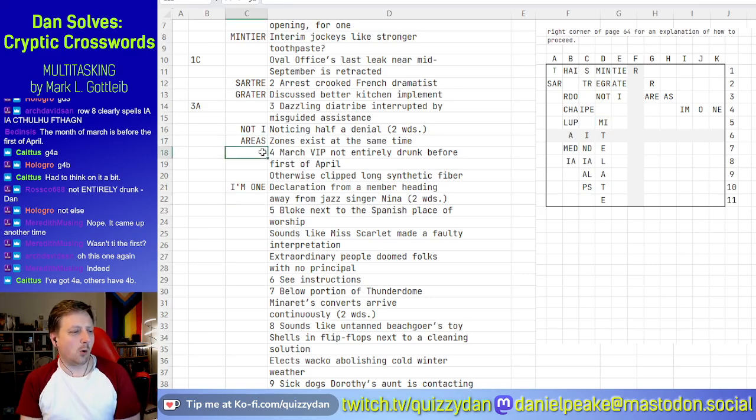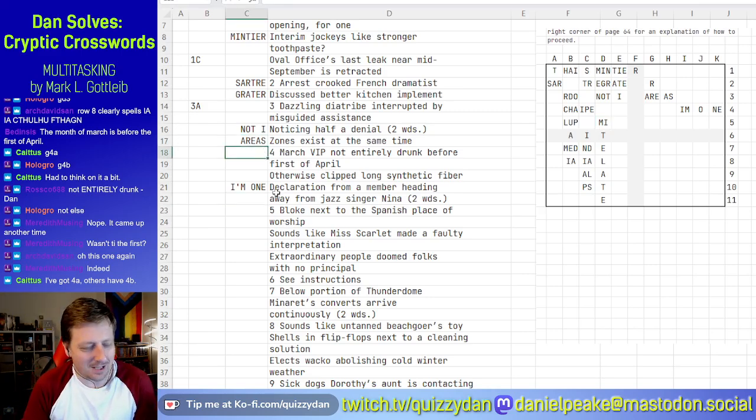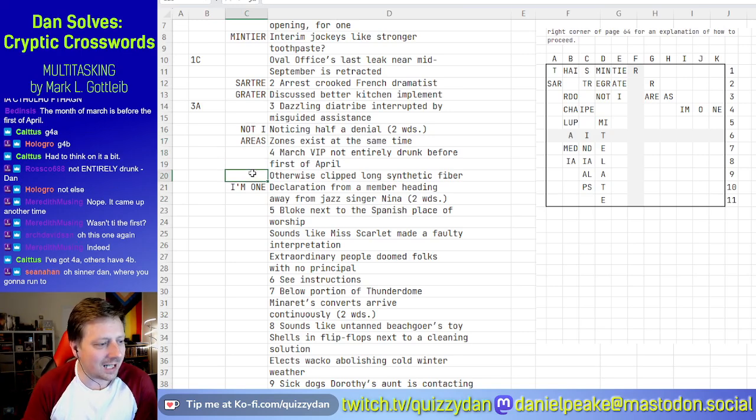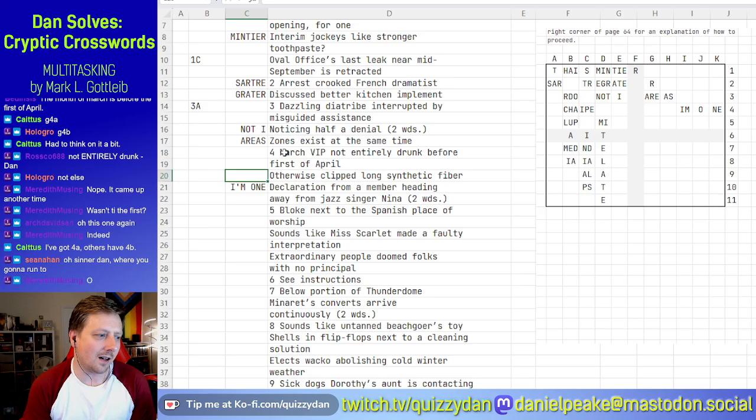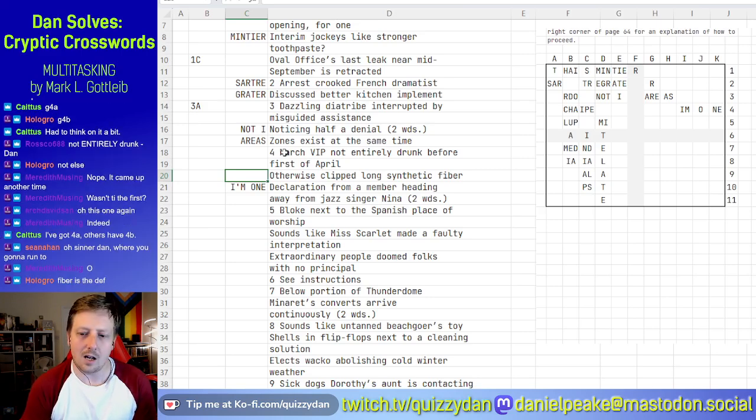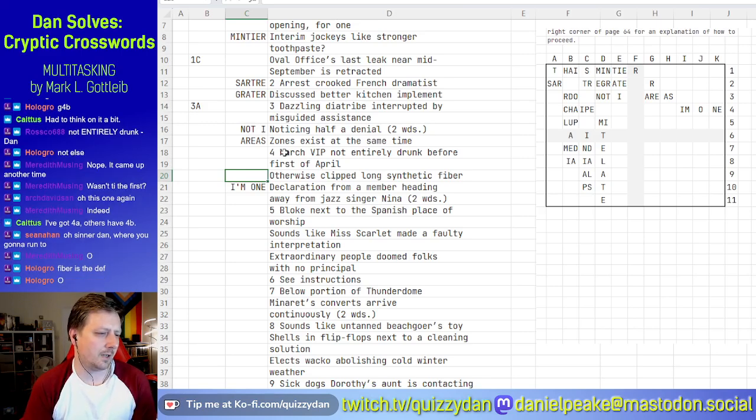I feel like asking for all these hints feels like defeat to me, I will admit. Let's go for the fibre. Because I think this came up last week or the week before, and I can't remember what it is. So first letter of this. Fibre is the definition. Clipped long synthetic. Okay. So the first letter is O. Otherwise, it could just be or.